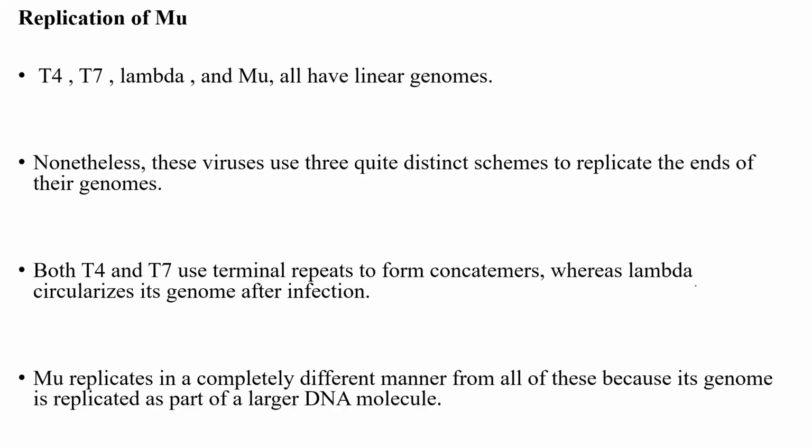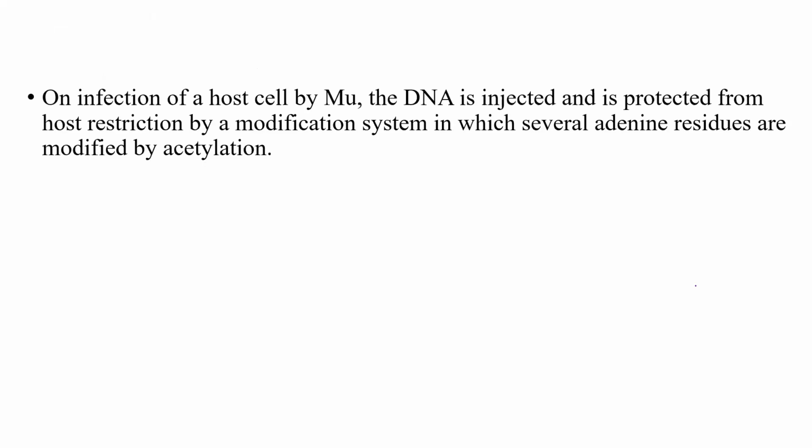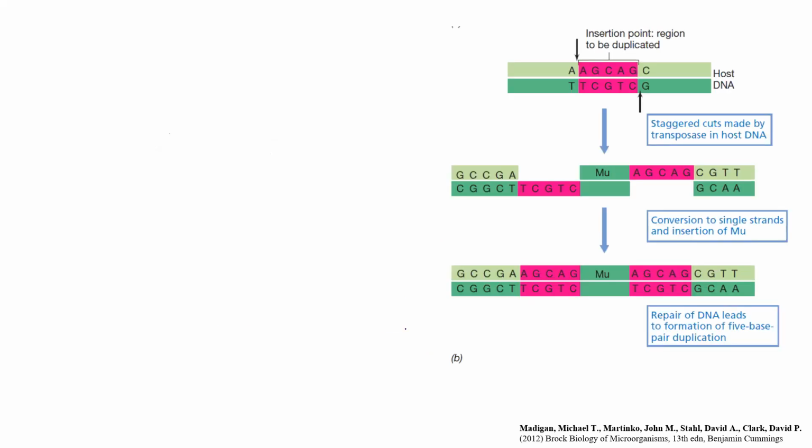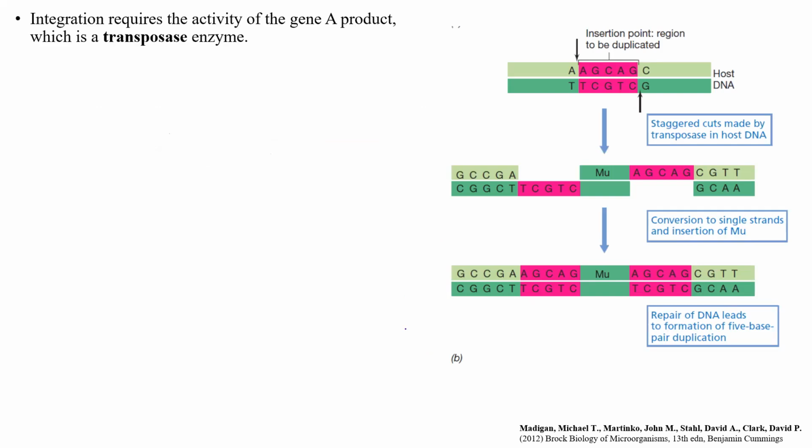Mu replicates in a completely different manner from all of these because its genome is replicated as part of a larger molecule. It's integrated. On infection of a host cell by Mu, the DNA is injected and it's protected from host restriction endonucleases by a modification system in which the adenine residues of Mu are modified by acetylation. In contrast with lambda, where integration is required only for lysogeny, integration of Mu DNA into the host genome is essential for both lytic and lysogenic pathways. Whether Mu enters via lytic or lysogenic, integration is essential.